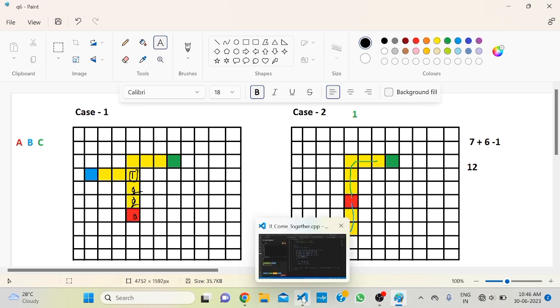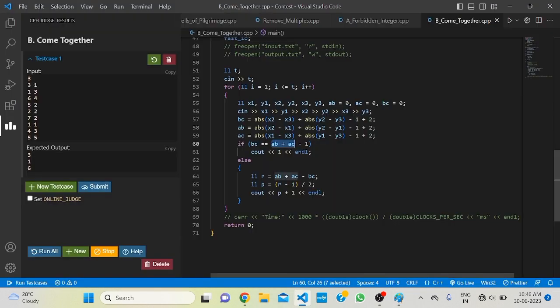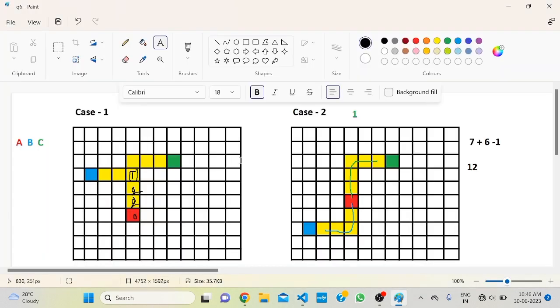But if this case is not there, then our output will be what? We will sum up distance between AB and AC, and we will subtract BC, meaning distance between BC, and then our output will be R minus 1 by 2 plus 1. Okay, I hope you can easily understand this. Still if you have any doubt, then you can ask in the comment section below.